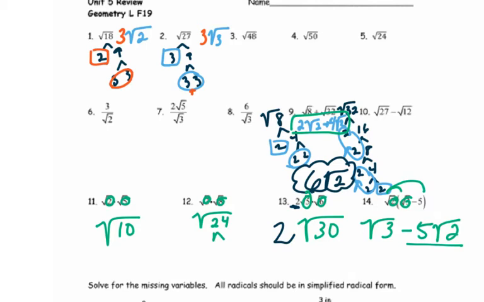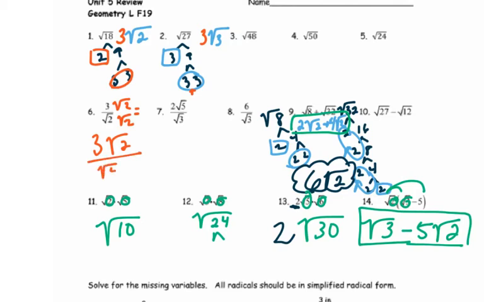So now if we go back to number 6, we have to do something called rationalizing the denominator. Whatever is on the bottom goes on the top and the bottom. So the top becomes 3 root 2. The square root of 2 times the square root of 2 is the square root of 4, which simplifies. Square root of 4 is just the number 2.